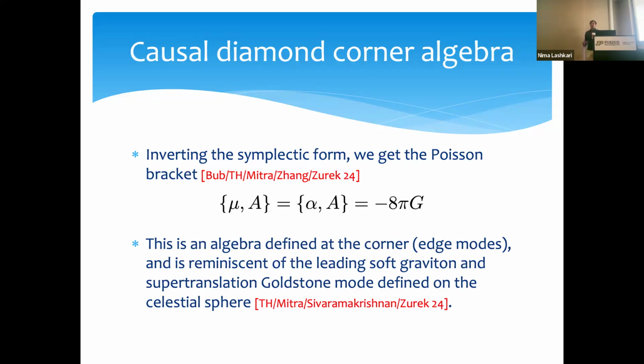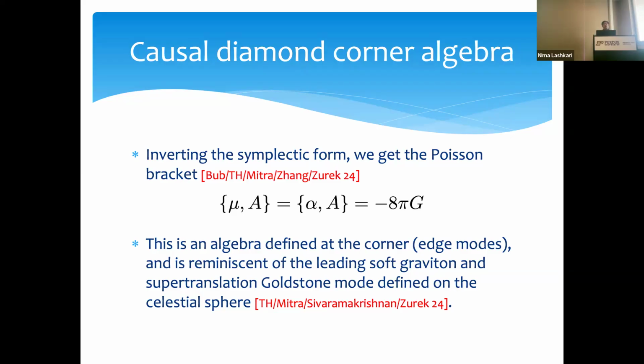Oftentimes when you use the covariant phase space formalism, you get an algebra that is defined on a codimension 1 slice. This is indeed what happens in quantum mechanics. You define the field and its time derivative on a Cauchy slice. That's codimension 1. Here, things end up localizing onto a codimension 2 surface. And this is the reason why people sometimes call these edge modes, because it's like the edge of the codimension 1 slice.